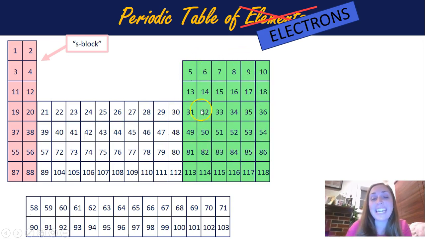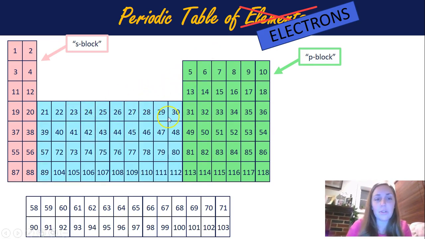So this green area is the P block. All right, what else is there? Over here, color that in blue. So that's the inner part. These are called your transition metals. All of your transition metals, make sure you color them blue, and that's the D block.